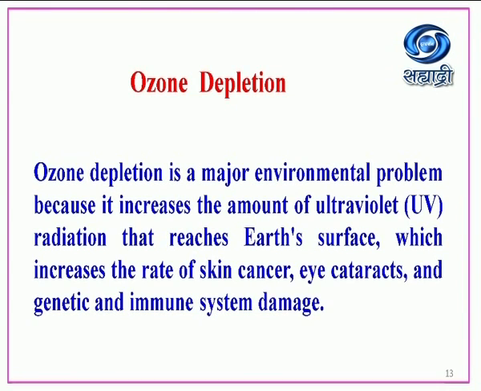Then, the next important point is ozone depletion. Ozone depletion is a major environmental problem because it increases the amount of ultraviolet radiation, that is UV radiation, that reaches Earth's surface, which increases the rate of skin cancer, eye cataracts, and genetic and immune system damage. After that, I am going to show a video regarding ozone depletion. After observing this video, you will come to know how ozone depletion takes place.